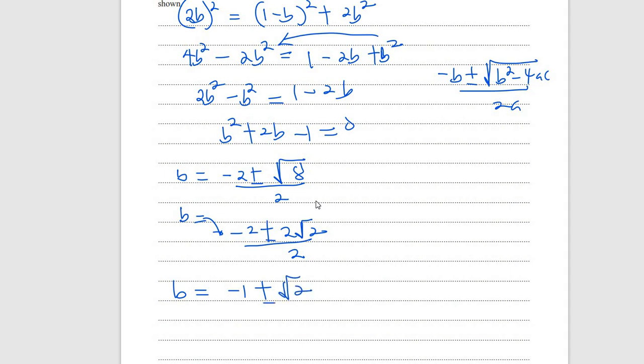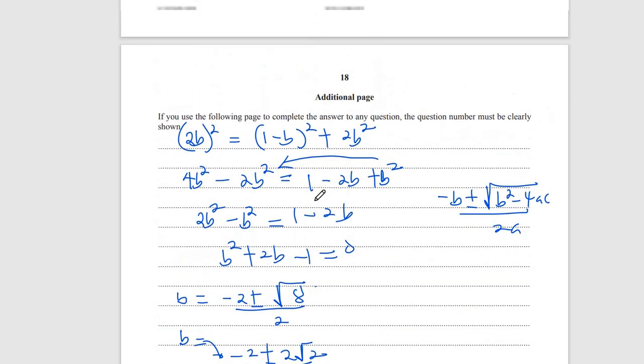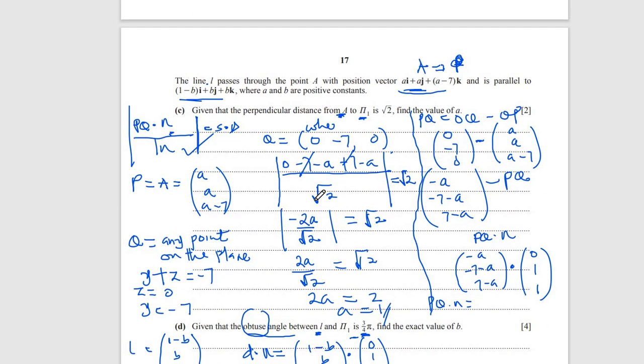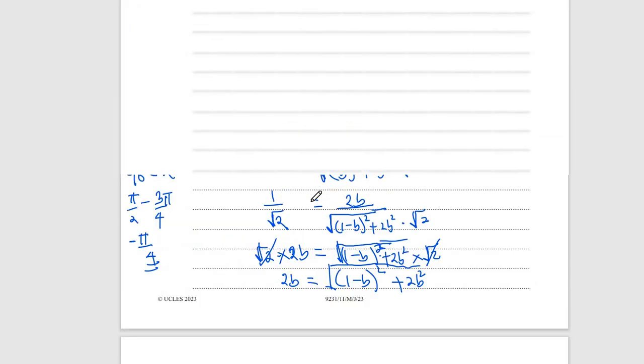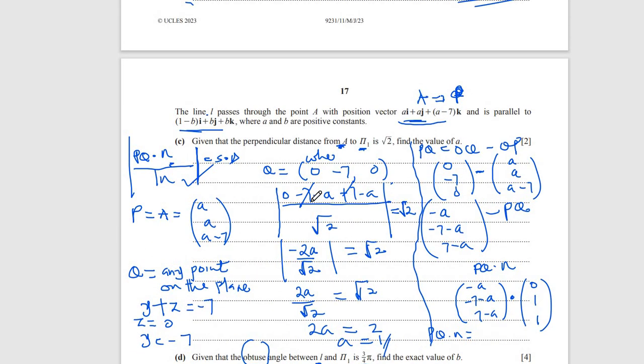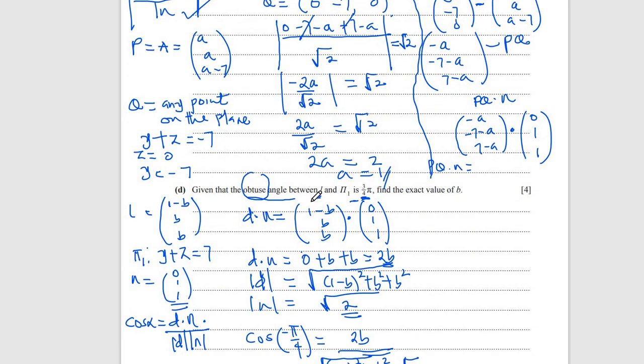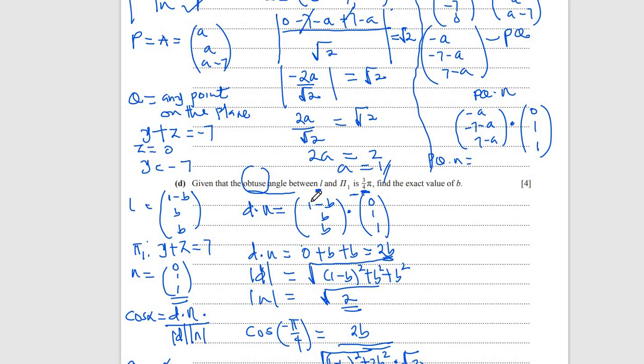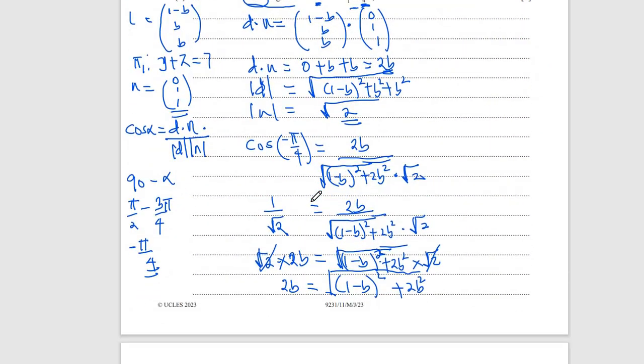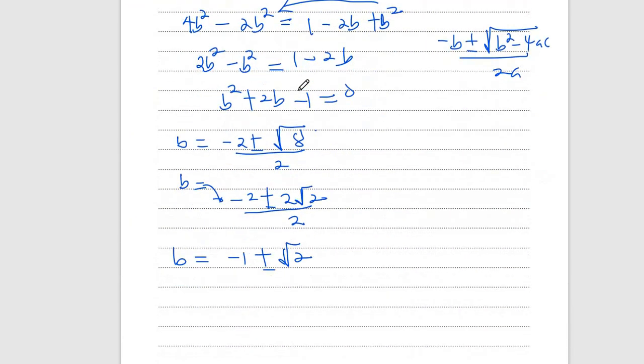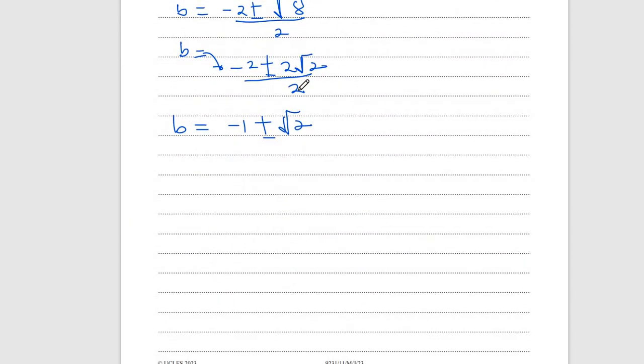And there's a condition in the question. The question said find the exact value of b, of which b will be positive. So at the end of the day, the value of b will be minus 1 plus root 2. That's the answer. I hope you got it right.